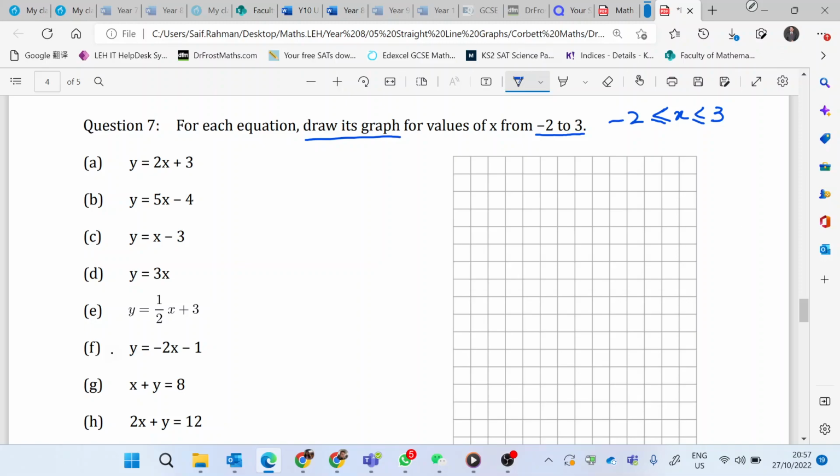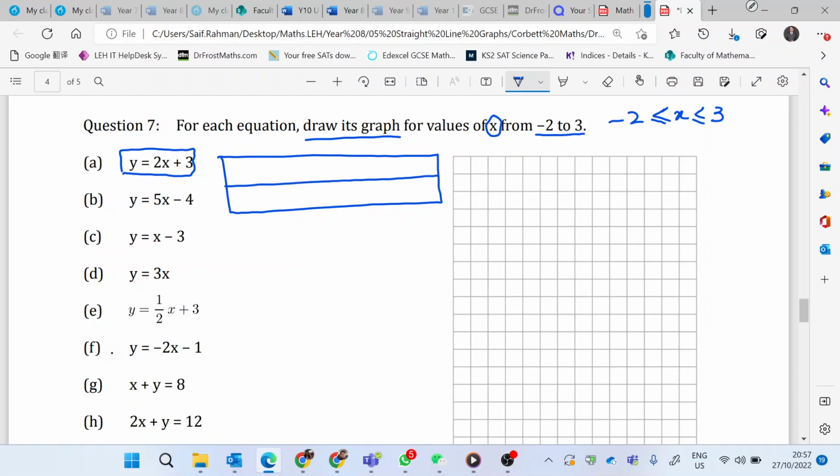It's the same thing where the values of x have been given to you and the value of y you have to find using this equation, and then you have to plot these values of x and y, the x and y coordinates, on this graph paper. So the first task in this type of question is to find the values of y for the values of x which have already been given to us.